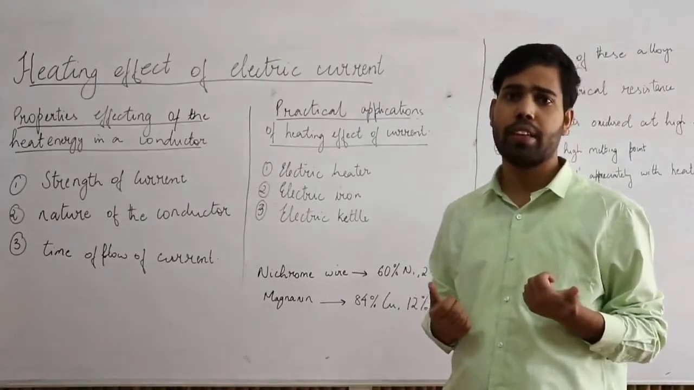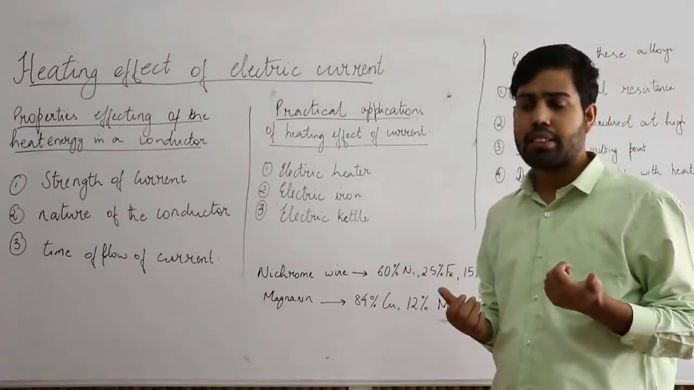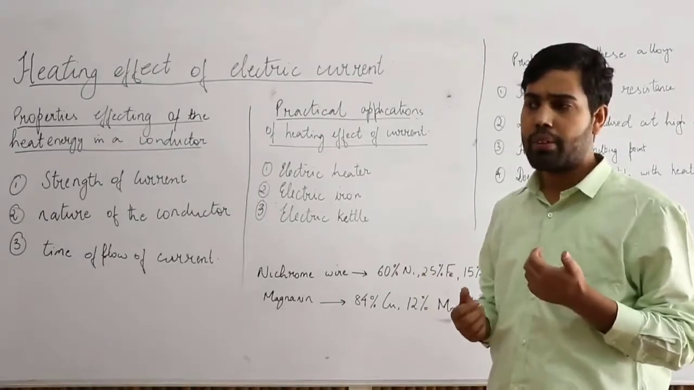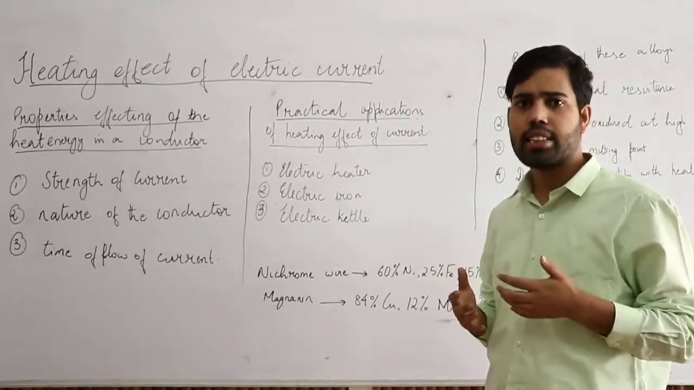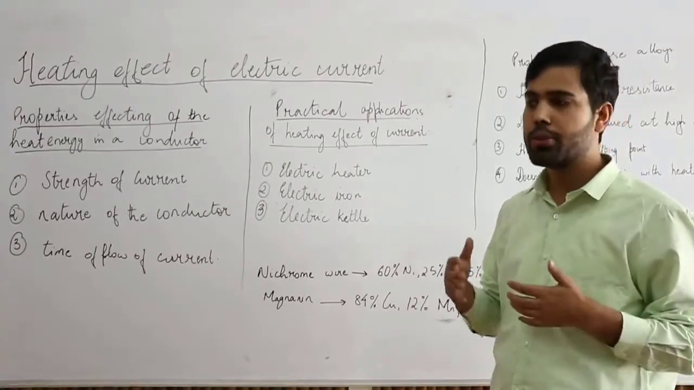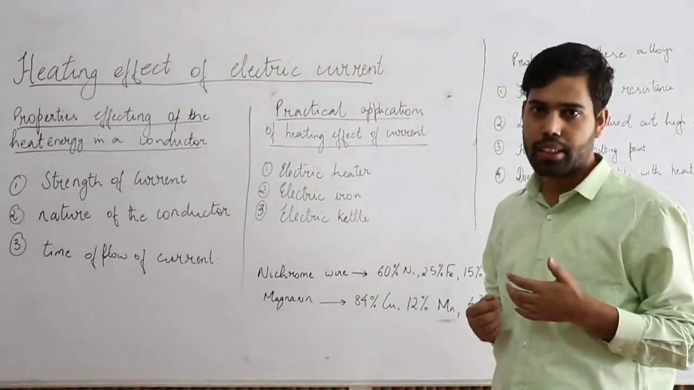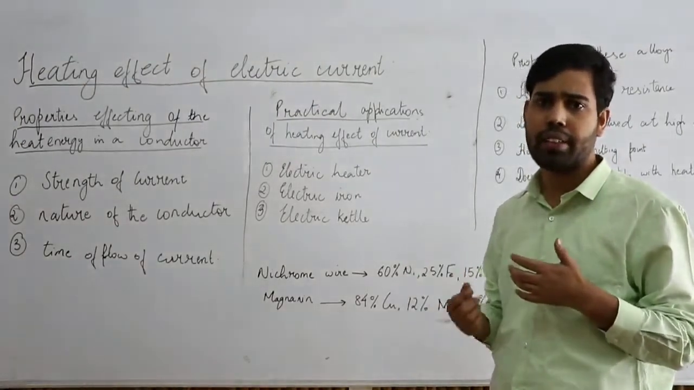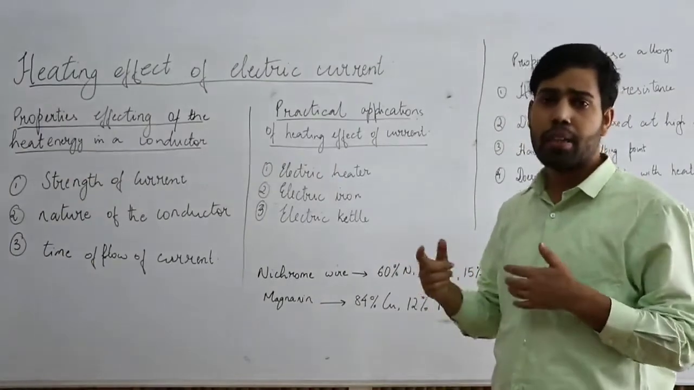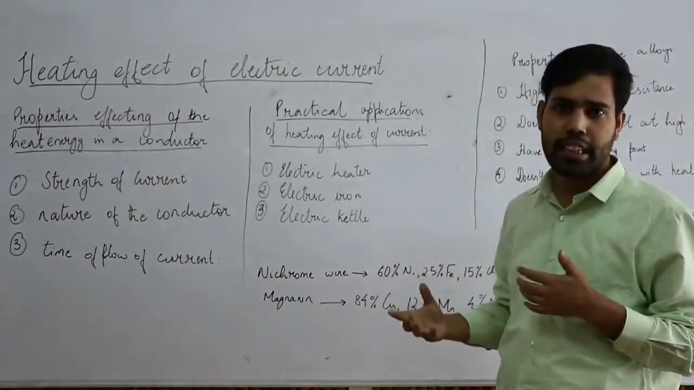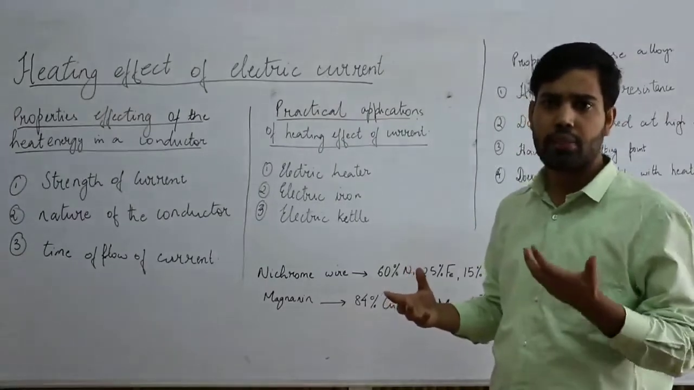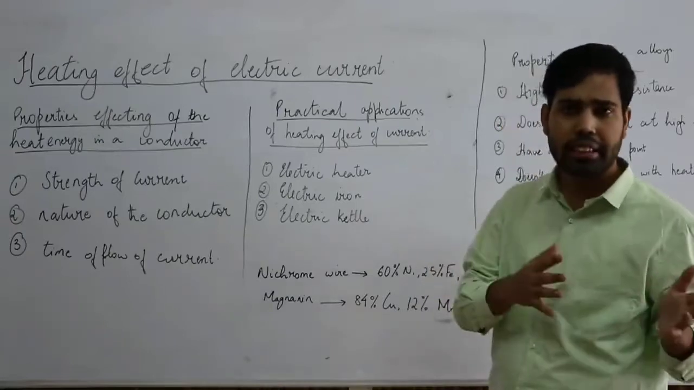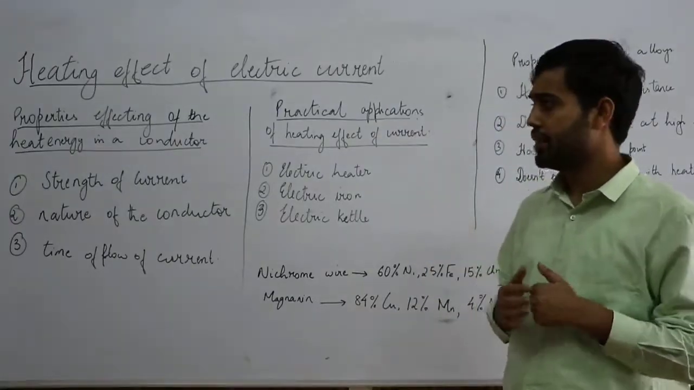But this movement is not very free, it is not very smooth, because these electrons will collide with the atoms and molecules of the conductor. And when this collision occurs, there is a transfer of energy from the moving electrons to the atoms and molecules of the conductor. And when this happens, the atoms and molecules of the conductor will vibrate vigorously about a mean position. Due to this, the average kinetic energy of the conductor increases, which leads to the formation of heat energy. So this is how electrical energy is being converted into heat energy.